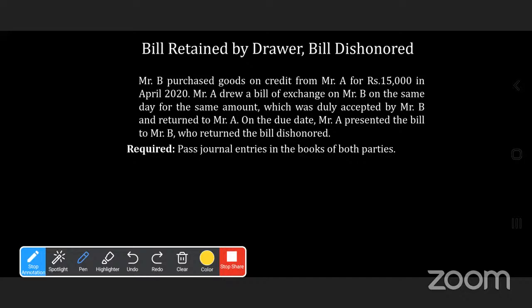On the due date, Mr. A presented the bill to Mr. B, who returned the bill dishonored. That means on the due date B had to pay the amount to A, but he failed to pay. Now you have to pass the journal entries in the books of both the parties.